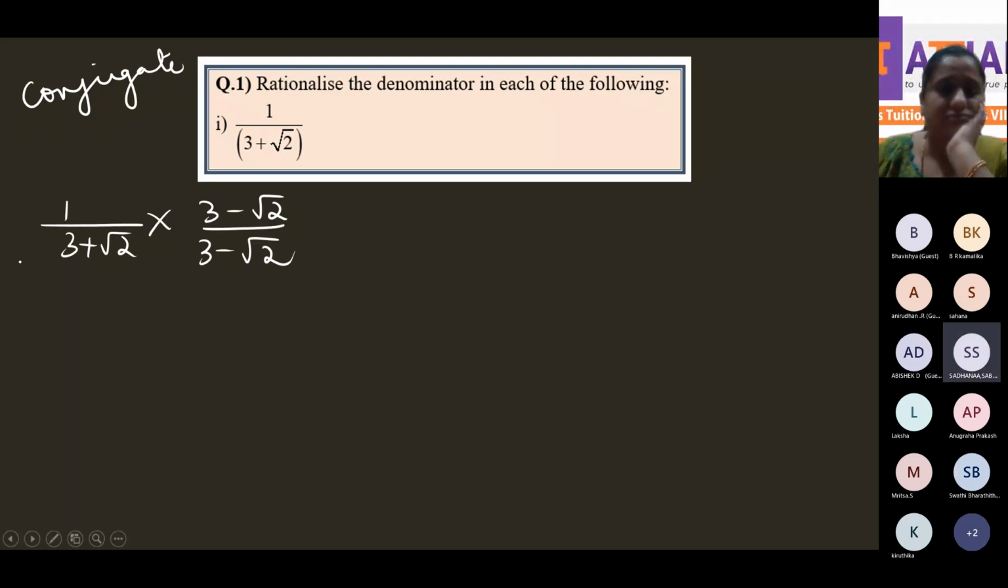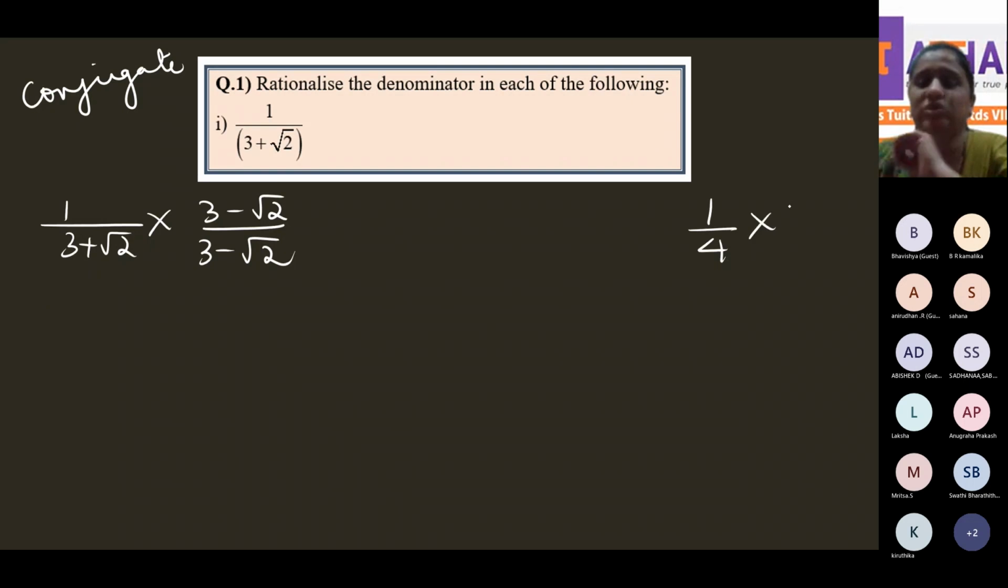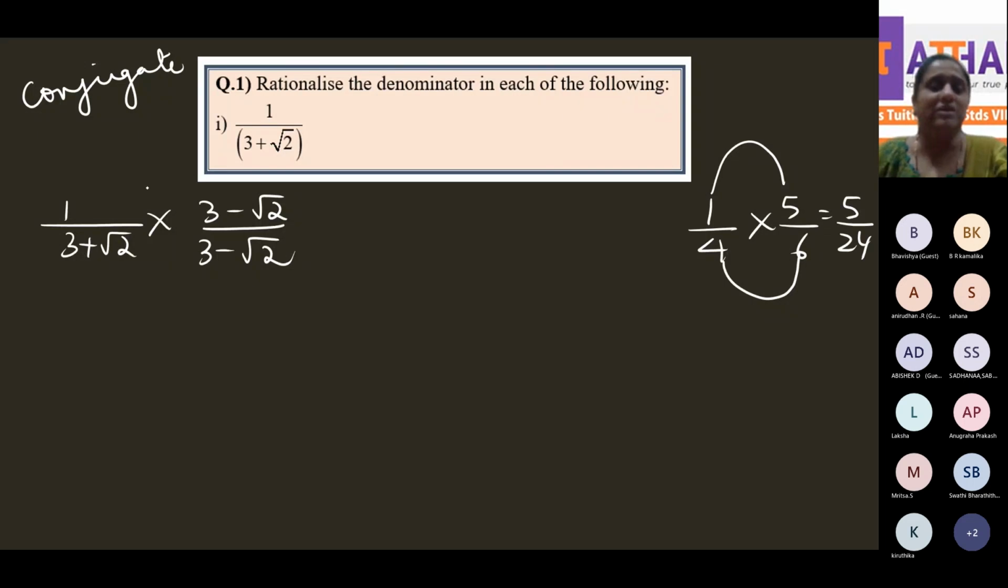Yes, ma'am. If you can write this, then you can finish the answer very easily. Now, how do we multiply? Tell me, children, how will you multiply 1 by 4 into, supposing you have 5 by 6? You'll multiply 1 into 5, right? 1 into 5 is 5, 4 into 6 is 24. Similarly, here, multiply the numerators, multiply the denominators. That's how we multiply.